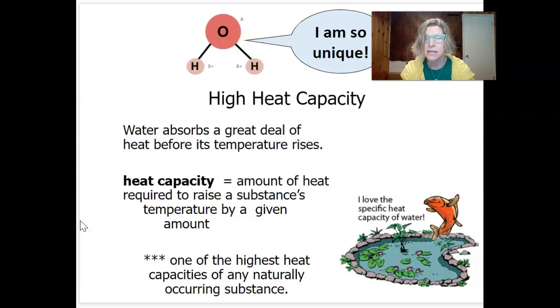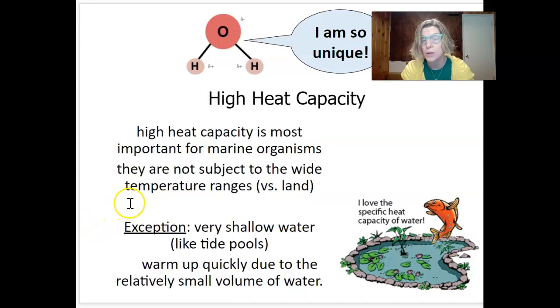What this means is that it has high heat capacity, as I mentioned before. Water absorbs a great deal of heat before the temperature rises. When you are near the coast, you'll see that the ranges of temperature from hot to cold are very mild relative to areas where water is not there. And what's interesting about water is it has one of the highest heat capacities of any naturally occurring substance.